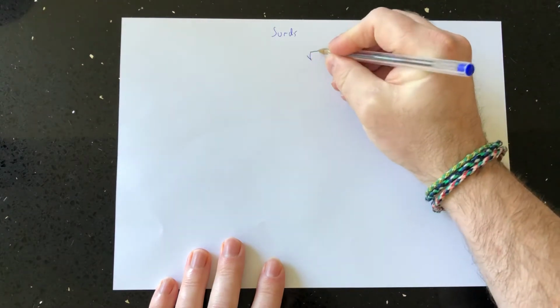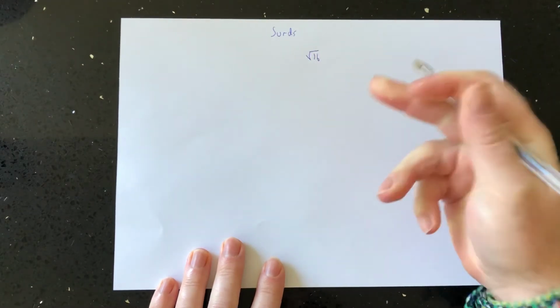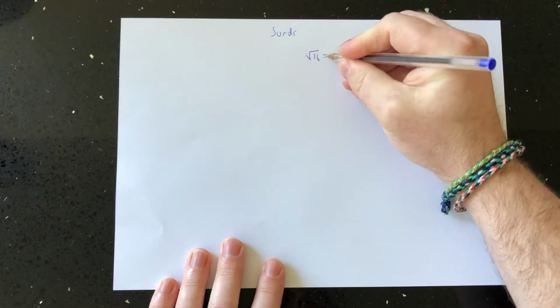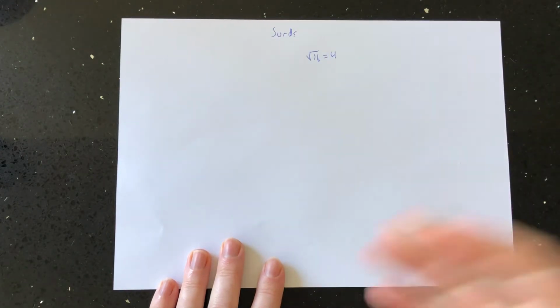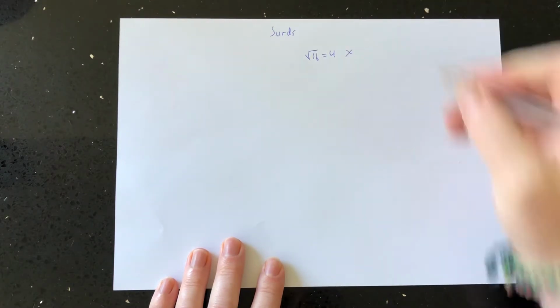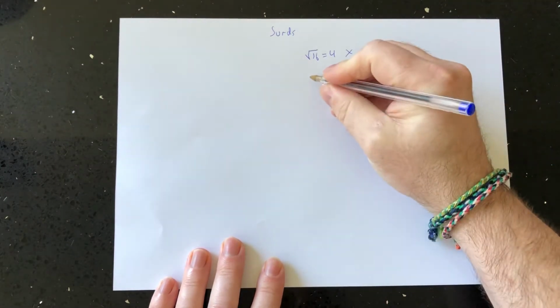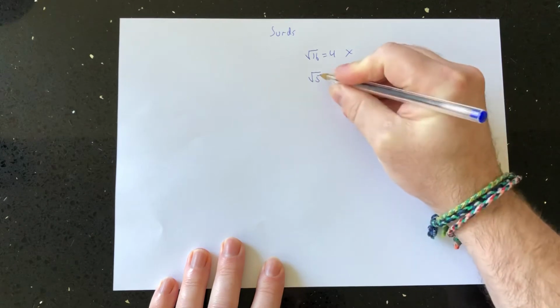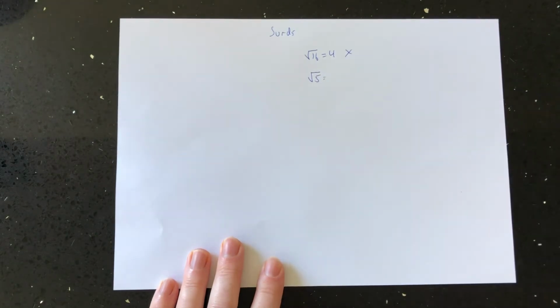So if we were to take the square root of 16, this is not a surd. We are able to express that as 4. 4 squared is 16, the square root of 16 is 4. However, so that is not a surd. Surds are square roots of things like 5.